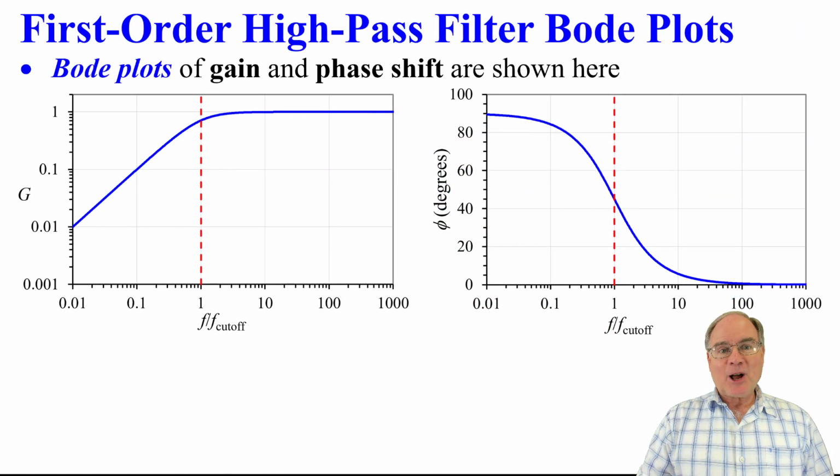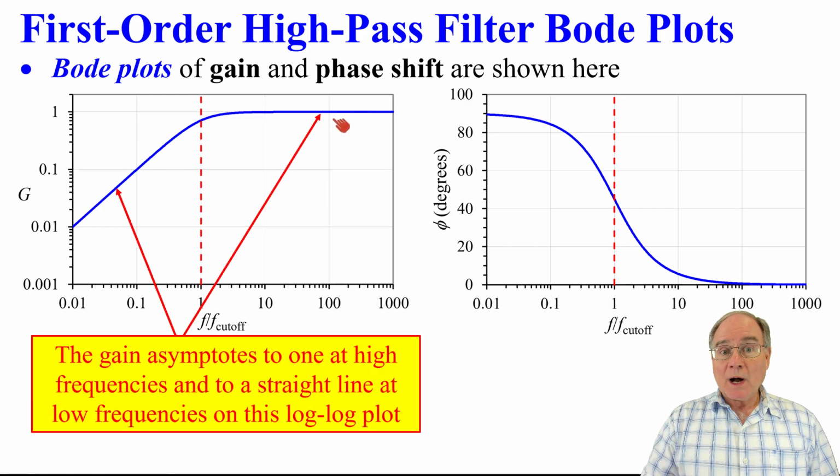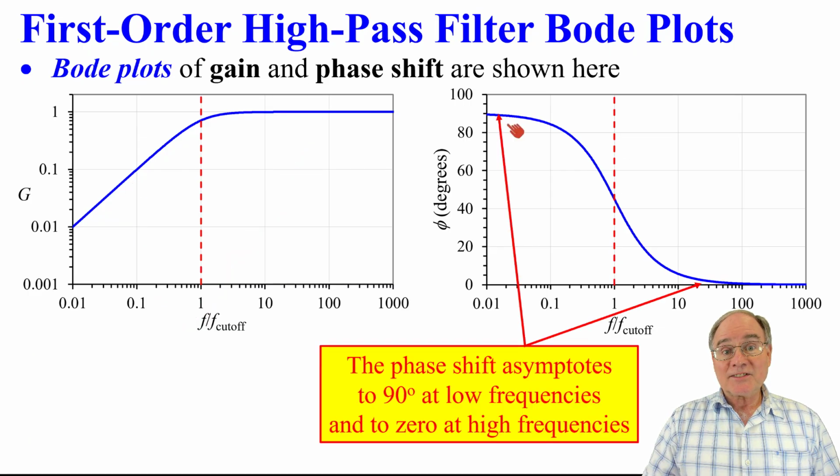Here are the Bode plots for the high-pass filter. The gain asymptotes to 1 at high frequencies and to a straight line at low frequencies. The phase shift asymptotes to 90 degrees at low frequencies, and there's no phase shift at high frequencies.